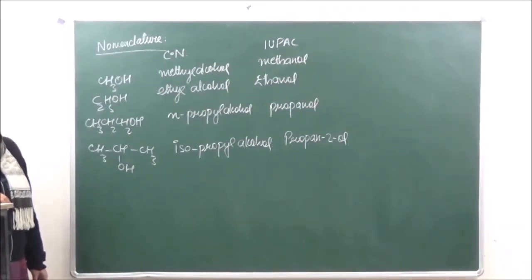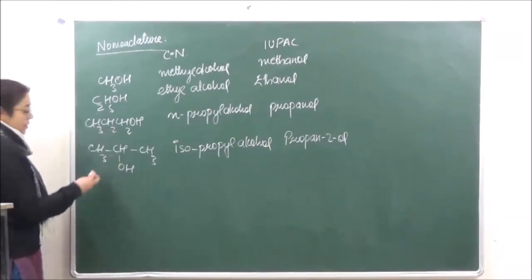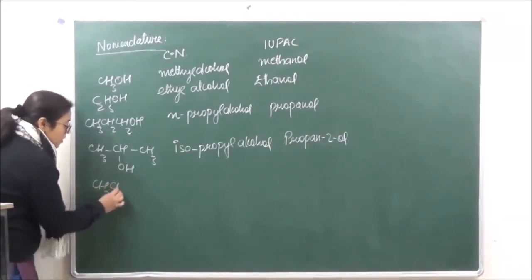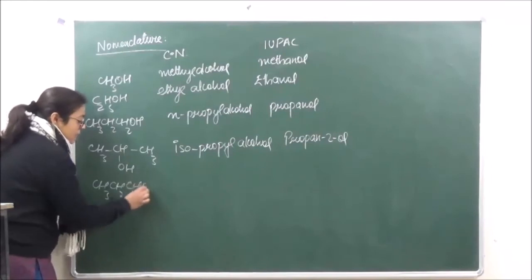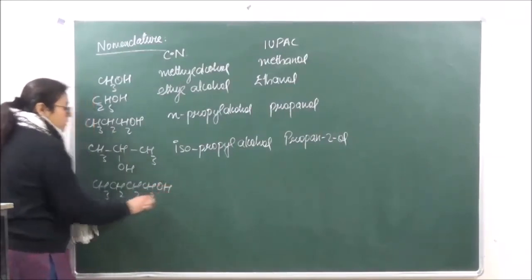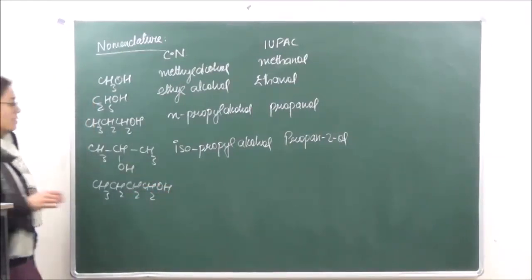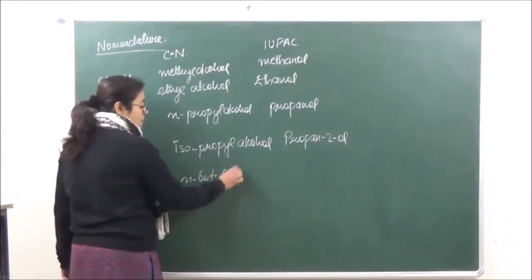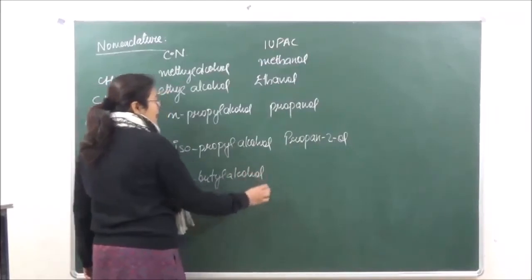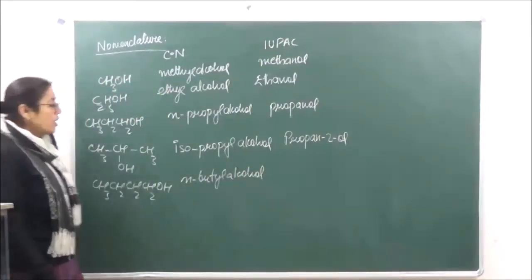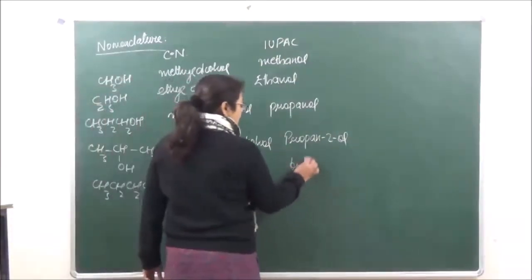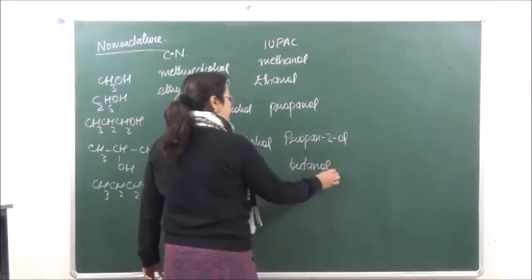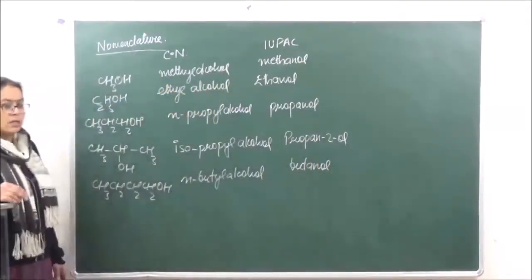Then we can also take another compound over here which can be written in 3 different forms. For example, this has 4 carbon atoms, so this is N-butyl alcohol, right? Or the IUPAC name, because 4 carbon atoms are present, is butanol, right?